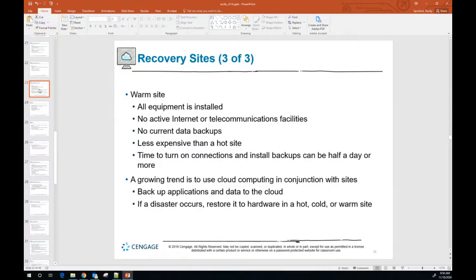Warm site's going to have the equipment installed, but it's not going to have any internet or telecommunications facilities, nor the current data backups. It is, once again, less expensive than a hot site. It's going to be more expensive than a cold site. With this, you may have some time to install backups and turn on connections. It can be half a day or more, depending on the organization, how fast they can get it running, and what they actually need.